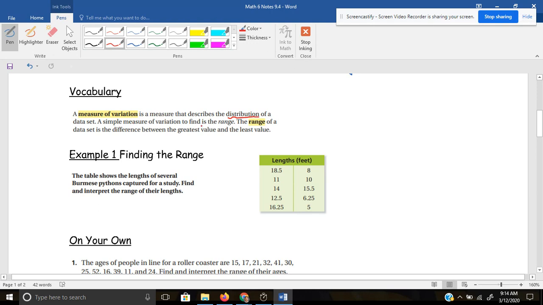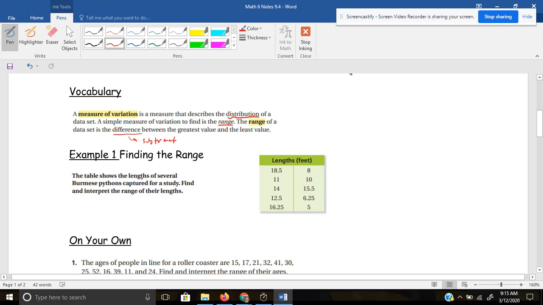A simple measure of variation is the range. So one measure of variation is the range. The range is the difference between, so difference, remember, means subtract, between the greatest value and the least value. All right, so that won't be too hard. We just subtract our biggest number and our smallest number.